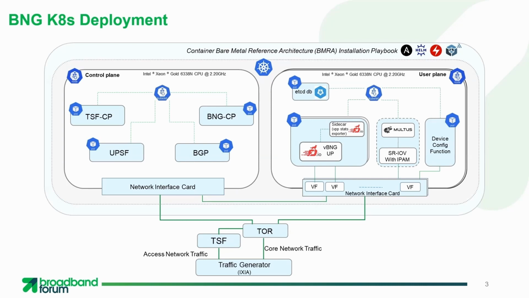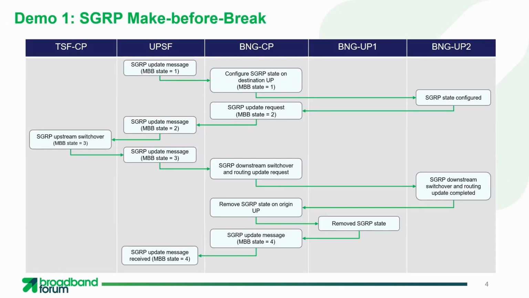Another pod shown here runs the device configuration function, which programs flow rules on the NIC to enable packet switching across VFs attached with different user plane pods. In the first demonstration, we consider a scenario when the operator brings down one BNG user plane for an operational reason, and all the subscriber groups active on that user plane are load balanced across other user planes.